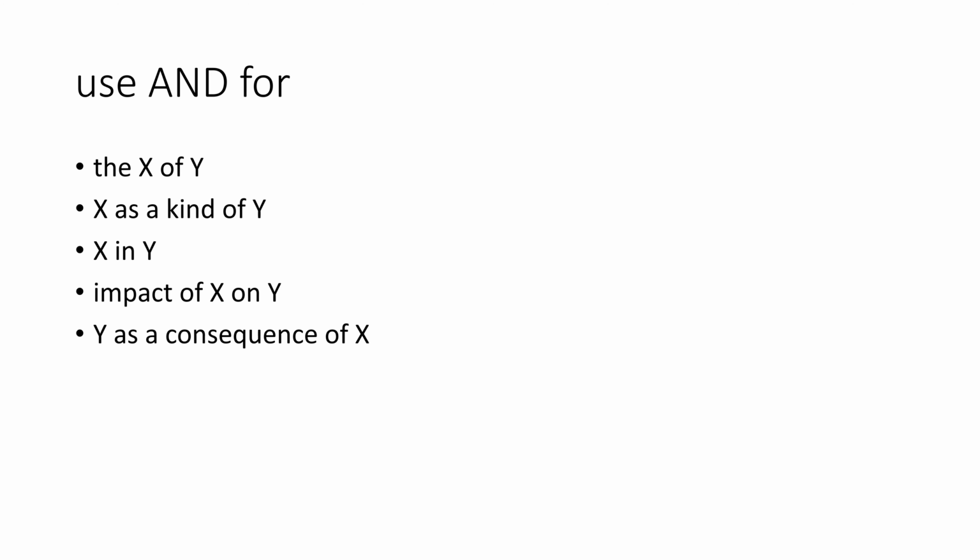A hint about when you might need to use the AND operator is whenever your topic is the x of y, x as a kind of y, x in y, impact of x on y, y as a consequence of x. You need to use the AND operator to join concept x and concept y.